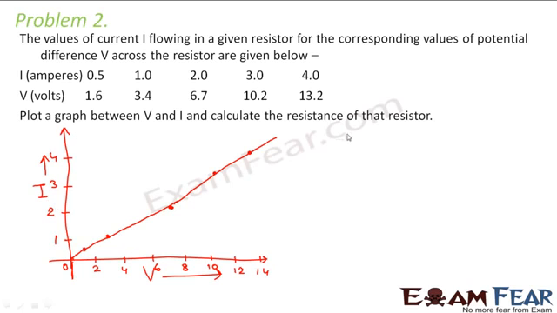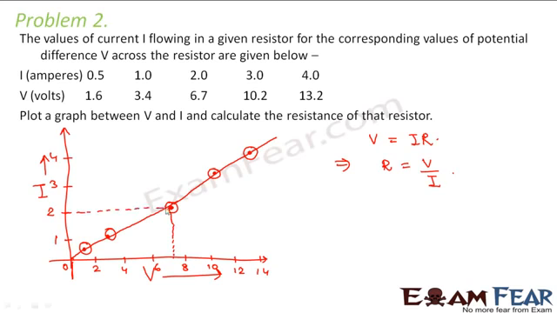Now you have to calculate the resistance of the resistor. Now from Ohm's law, we know that V is equal to IR. So we can say that resistance is equal to V divided by I. So looking at this graph, you can take any point, take any of these points. There are a total of 5 points. Now take any of these points. Let us suppose if I take these points.